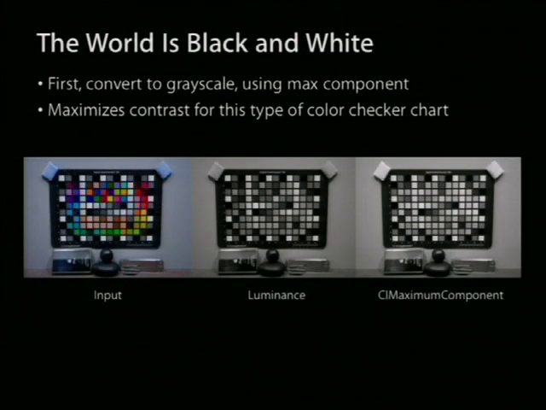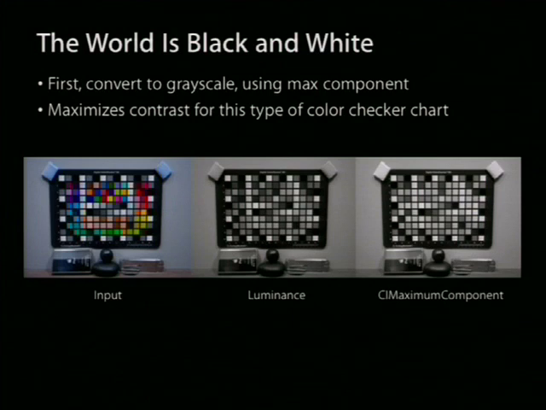Okay, so first step. As I said, color is not reliable in this application. So the first thing we're going to do is convert to grayscale. There's the straightforward way, which is to convert to grayscale based on luminance, and that's what you're seeing here. On the left side, you see the original image. The middle image is based on luminance. There's also a filter, which is probably the simplest filter we ship in Leopard: CI maximum component, which converts to grayscale based on the maximum of red, green, or blue.